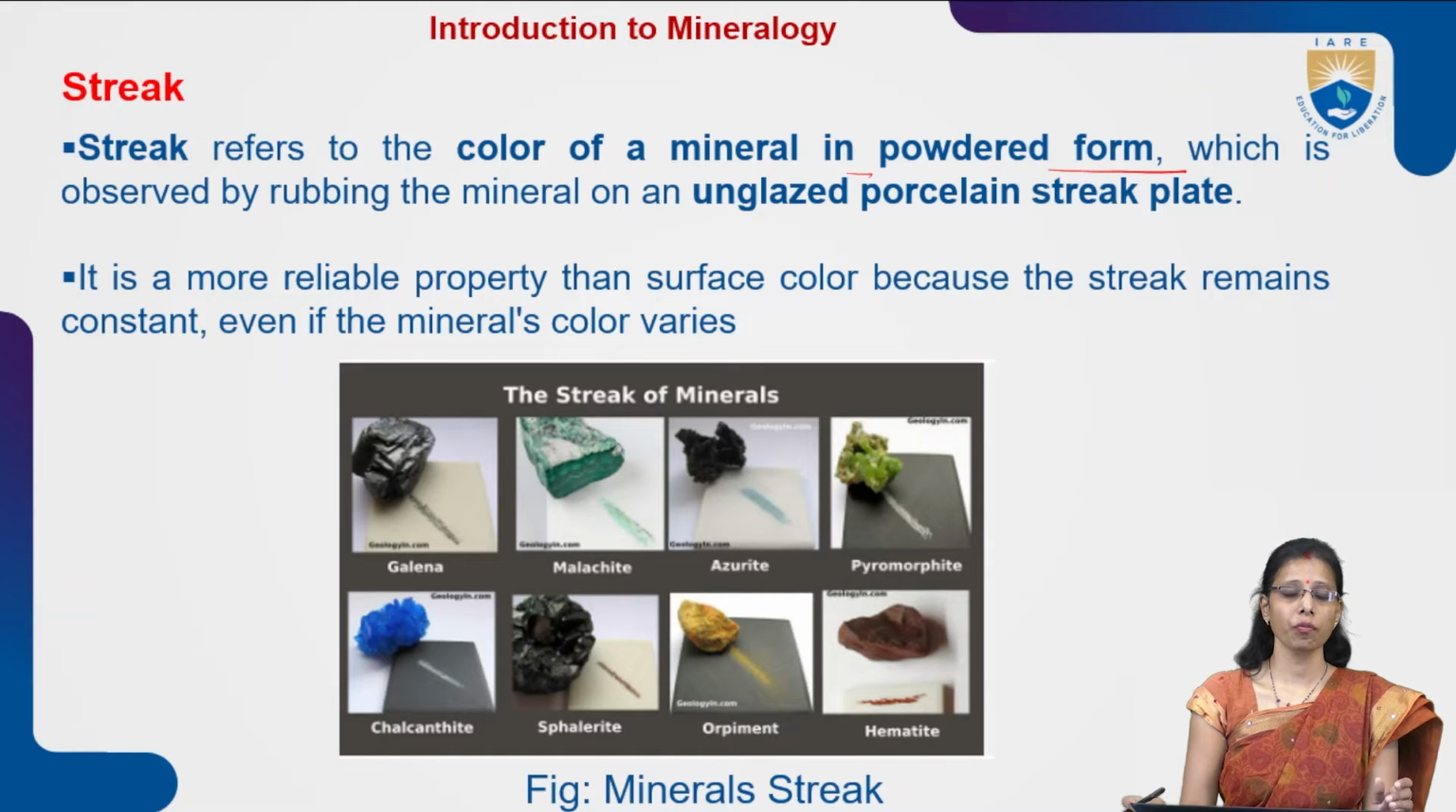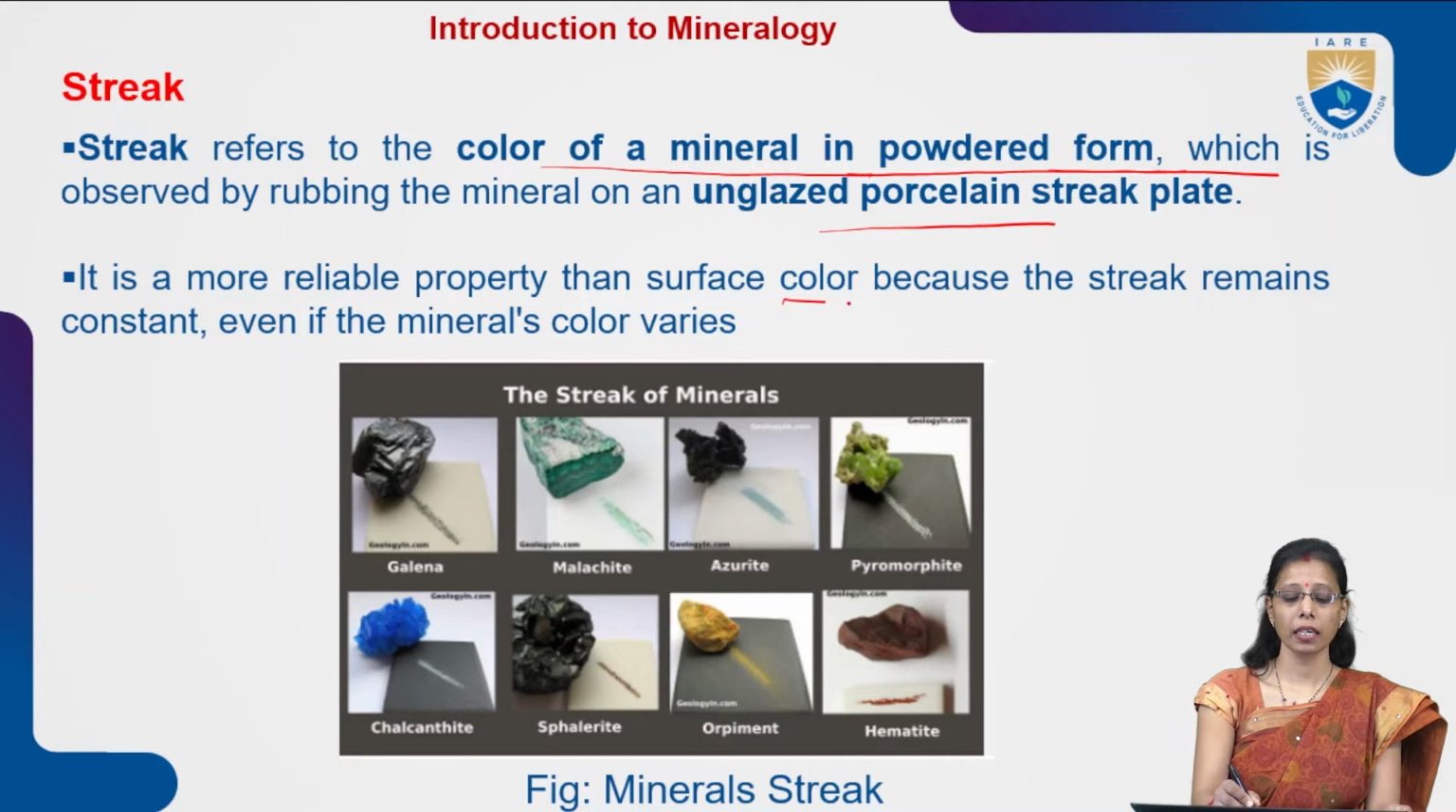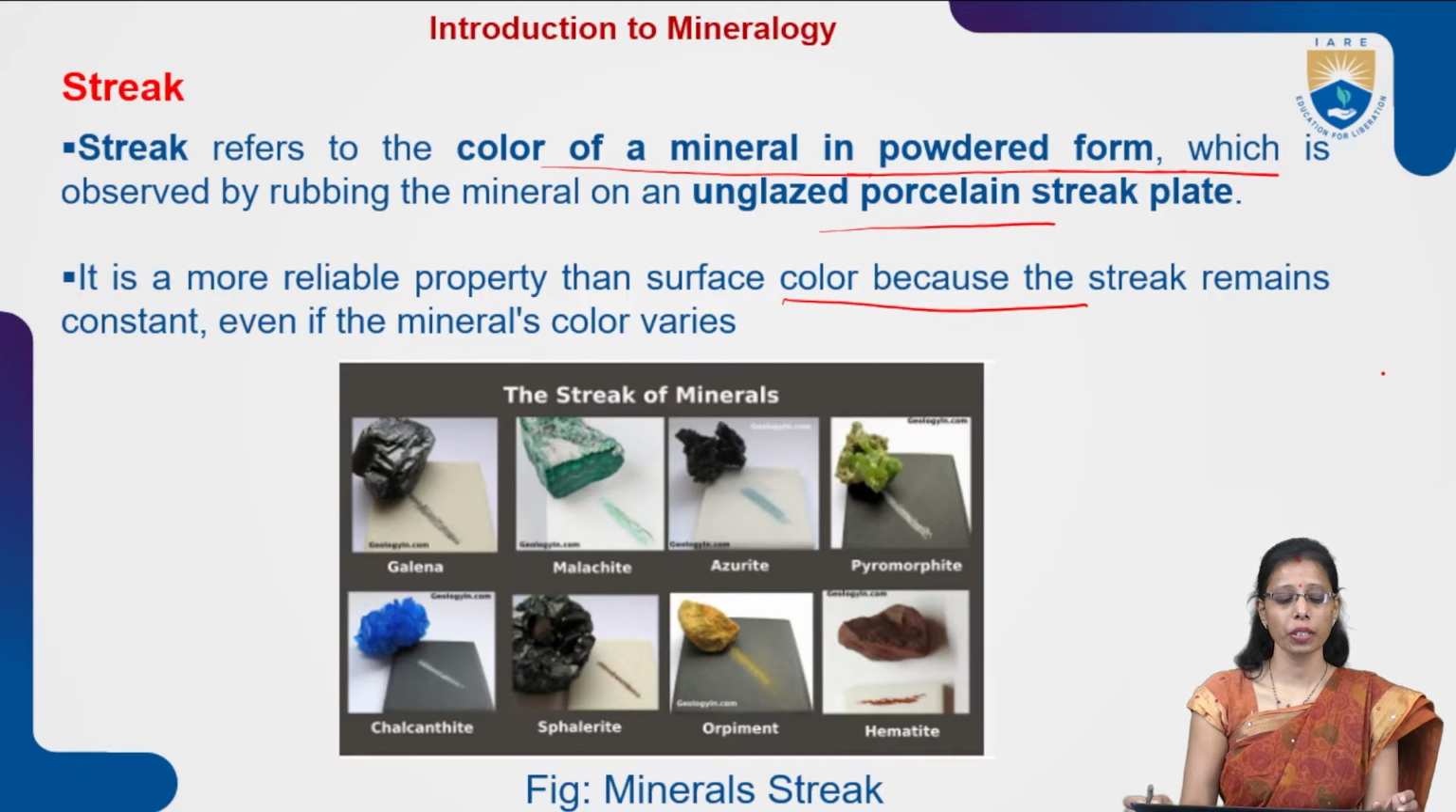If the mineral is looking green in color, the streak may be white in color. Whenever the mineral is in a powder form, we call it a streak. So streak refers to the color of the mineral in the powdered form, which is observed by rubbing the mineral on an unglazed porcelain streak plate, and it is a more reliable property than surface color because the streak remains constant even if the mineral color varies.